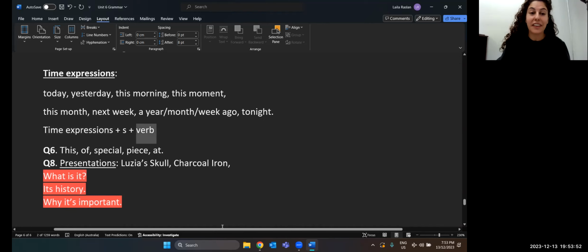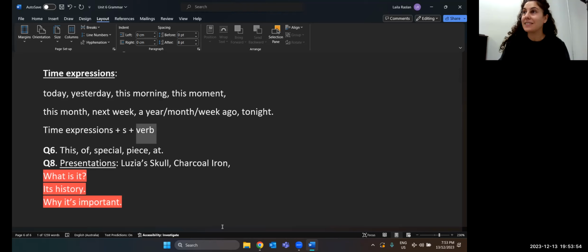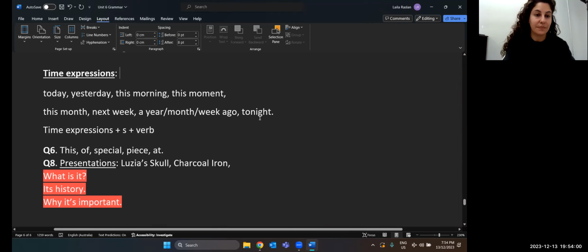But very importantly, don't forget the verb. It needs to be in the past simple. So we need to put an ED. These are time expressions for the past.